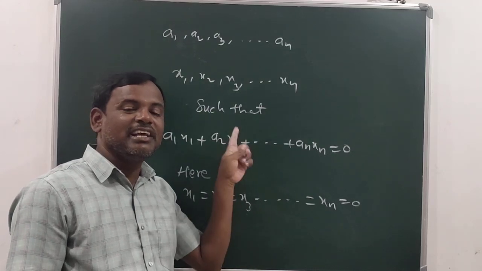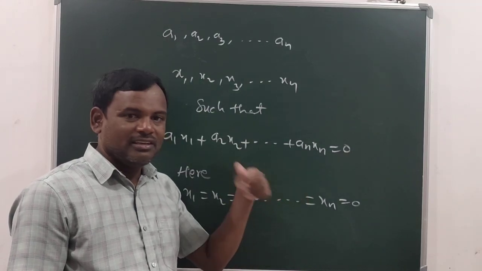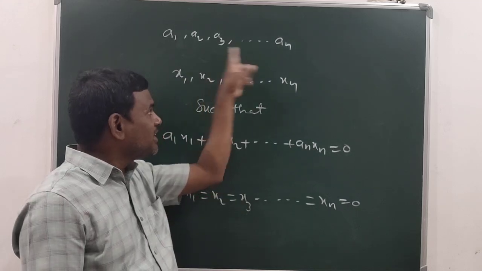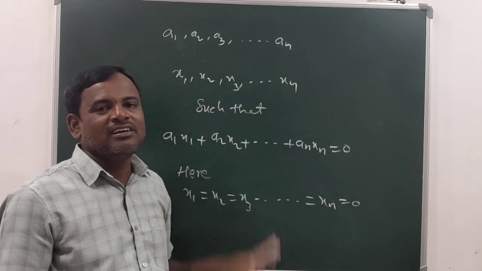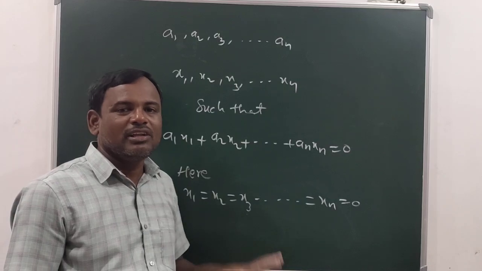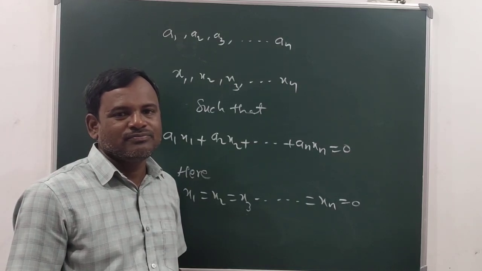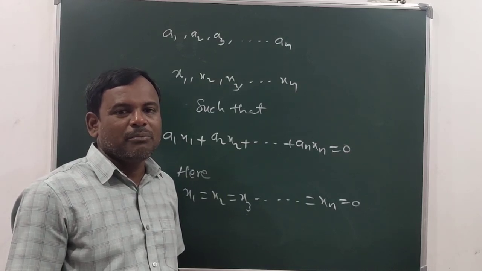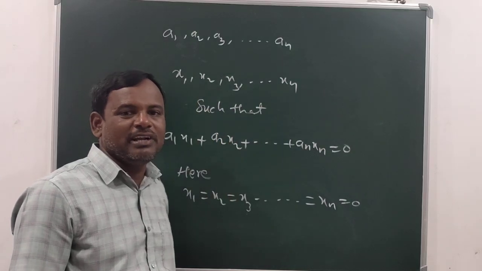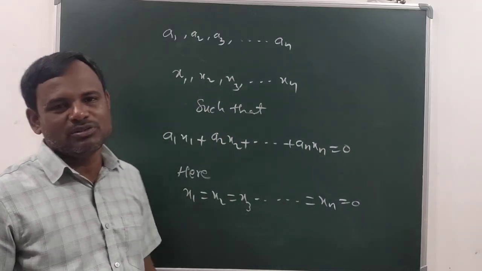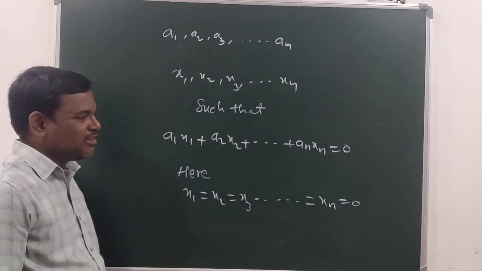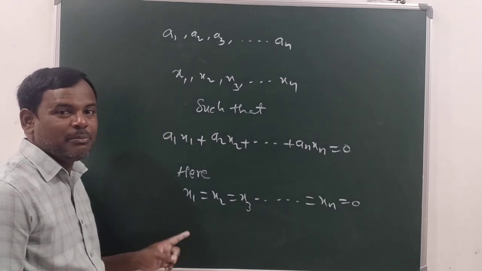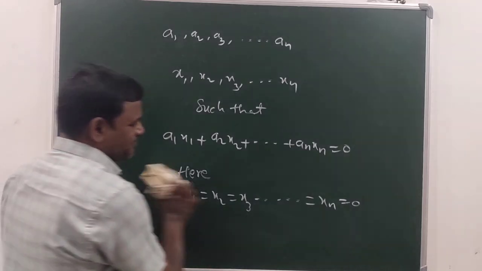If these vectors are linearly dependent, then at least one of the scalars must be not equal to 0. But if these are linearly independent, all the scalars must be equal to 0. Remember. Okay, I think there is no confusion in this linearly dependent and independent.